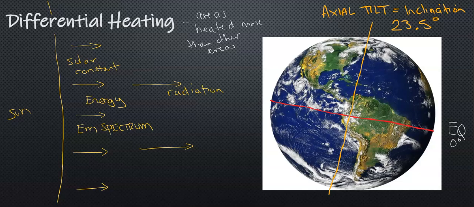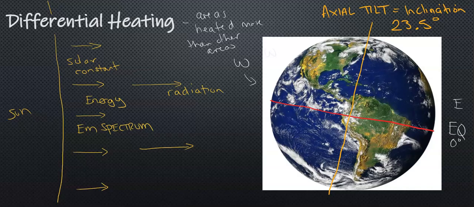So I have this red line showing the equator, which is 0 degrees latitude, and it's at a tilt, an angle, because of the actual tilt, and the Earth spins from west to east, and this gives us our 24-hour day and how the Earth rotates on its axis.